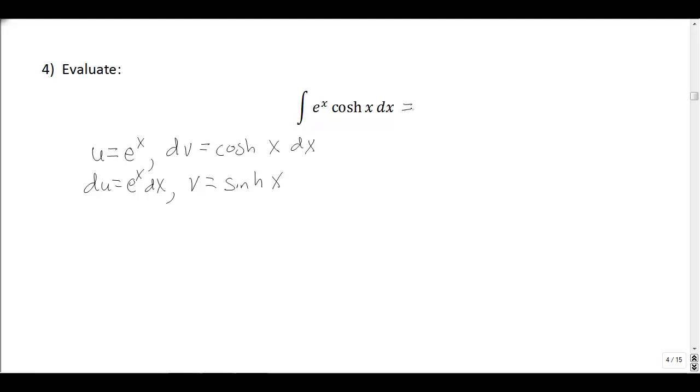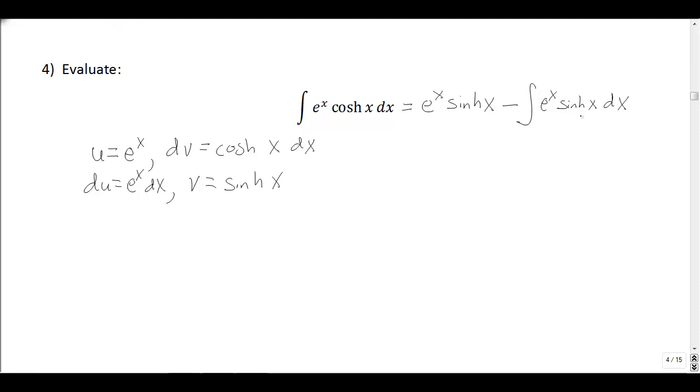So the integration by parts formula then is u times v. That's e to the x times hyperbolic sine of x minus the integral of v du. So that's going to be, I'm going to write it this way, e to the x times hyperbolic sine of x dx. So we did that here. Now, what we need to do is do the integral of e to the x times hyperbolic sine of x. So to do that, let's keep doing this.